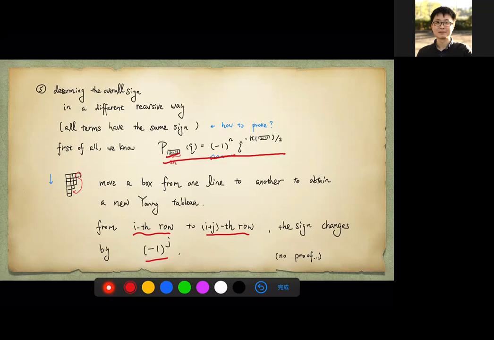I don't know how to prove it, but anyway, the overall sign changes by (-1) to the jth power from our observation, and in this way, at least in the q goes to 1 limit, we can completely determine the polynomial in a recursive way.